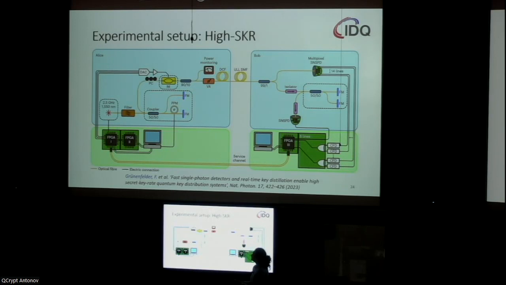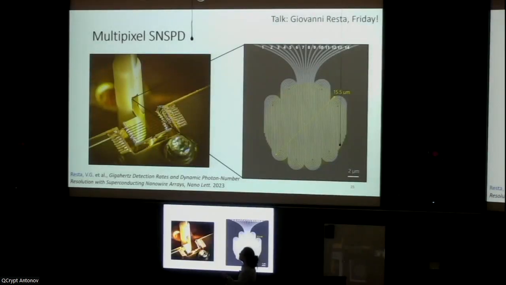So going to the detectors. Before I forget, there's a talk by Giovanni Resta, who worked on this project, on Friday that will go more in detail about this. We use a multi-pixel SNSPD in the Z basis. This means that we have 14 pixels that are independently biased, interleaved in this very nice geometry. Here we see the detector placed here. This is all cooled down to around 0.7 Kelvin.